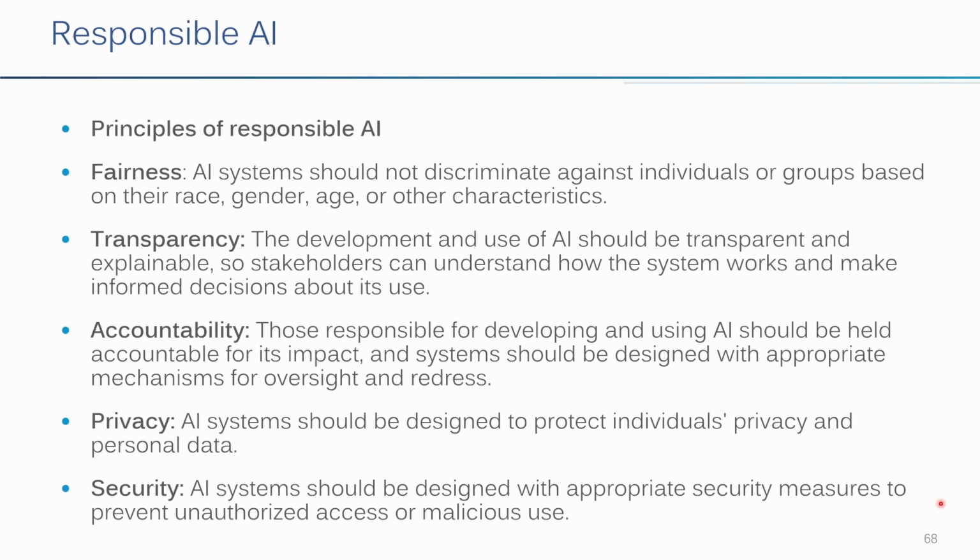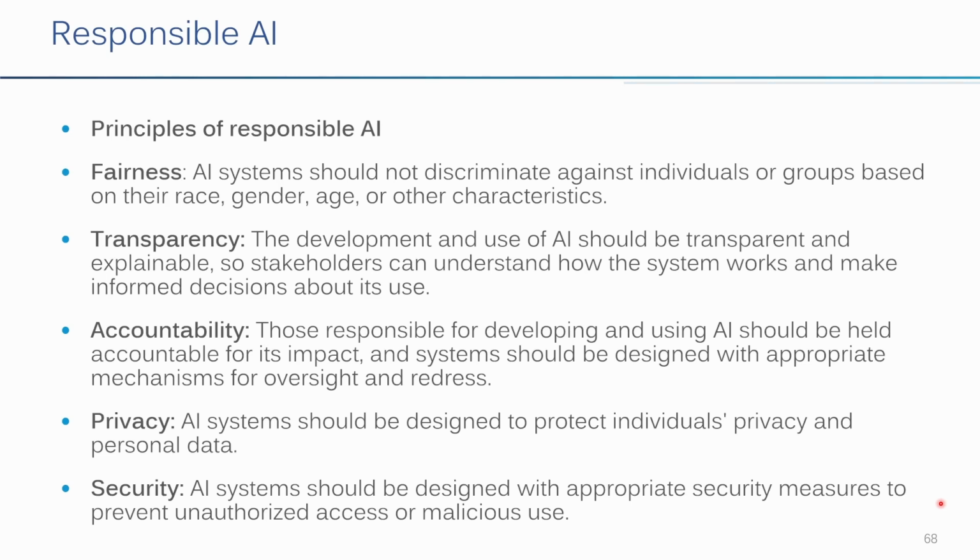Transparency. Transparency is the development and use of AI that should be transparent and explainable so stakeholders can understand how the system works and make informed decisions about its use. So it's all about where it was used. So we know exactly what are the components that are being helped by or powered by some sort of AI. And pretty much is about knowing and explaining where things happen.